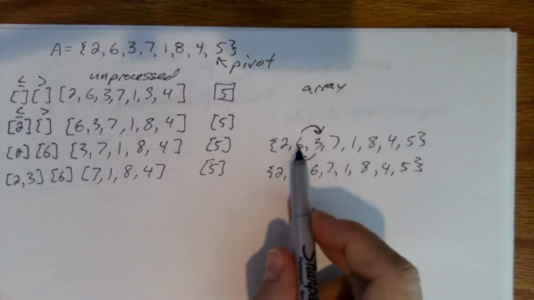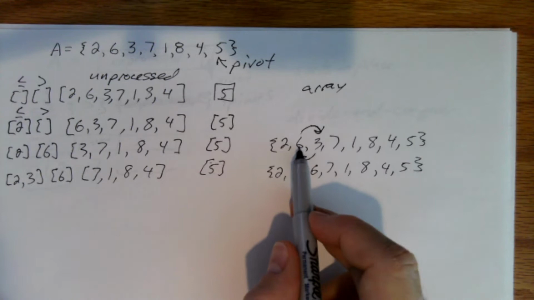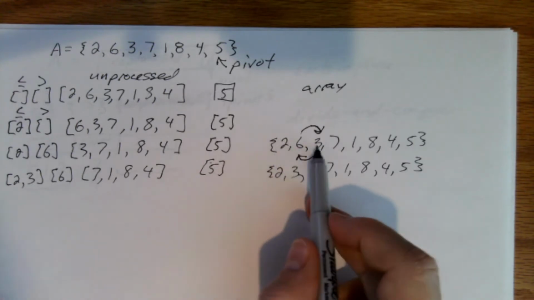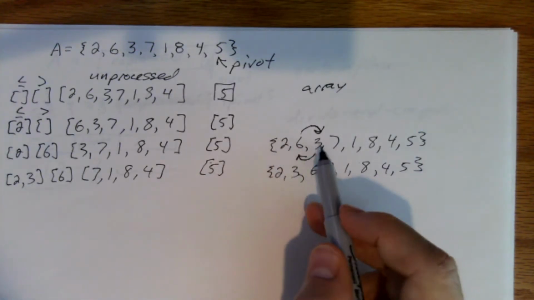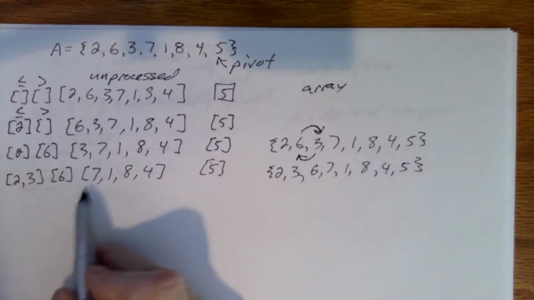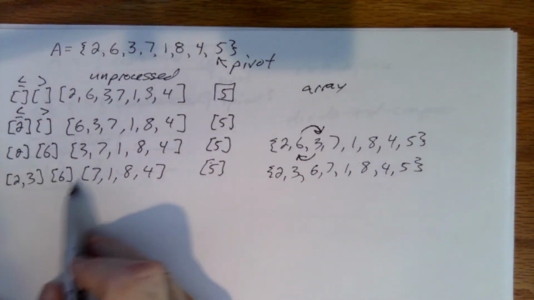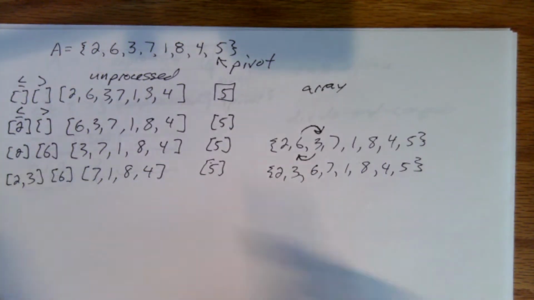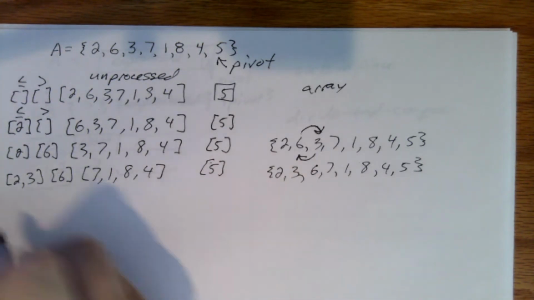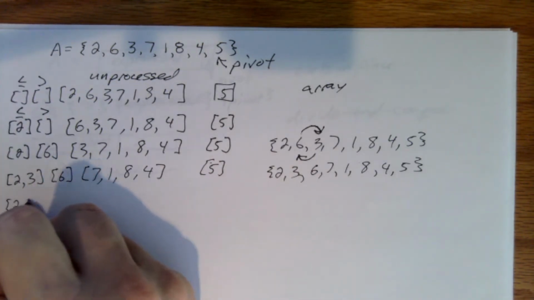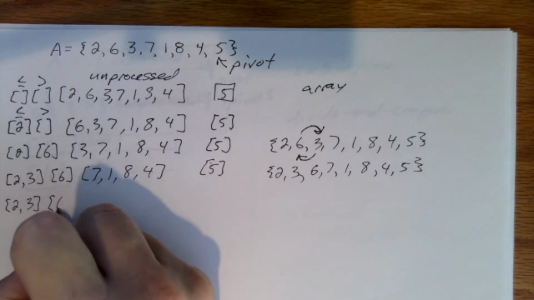Now technically what we did was the 6 went to the rightmost end of the group of values we know that are greater than, but since there was only one value there, it still stays in the same group. So now we look at 7. 2, 3 stays the same, but this group grows.